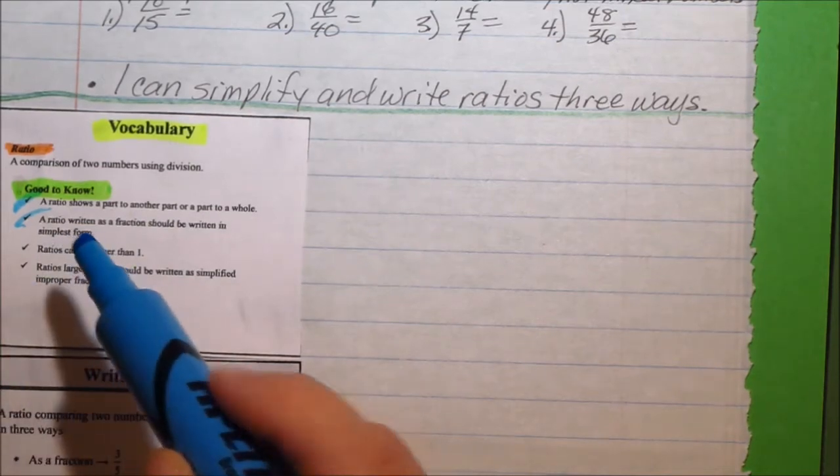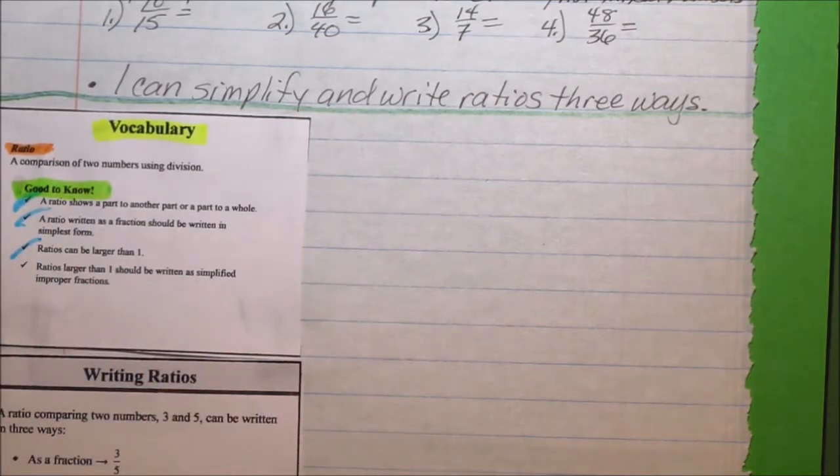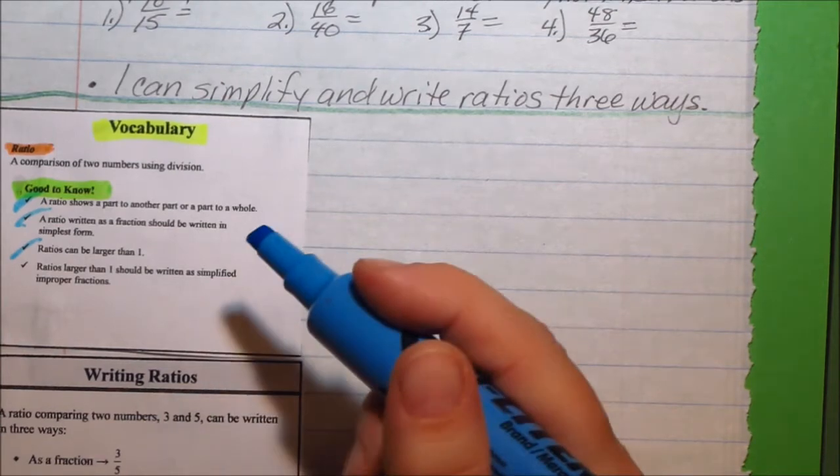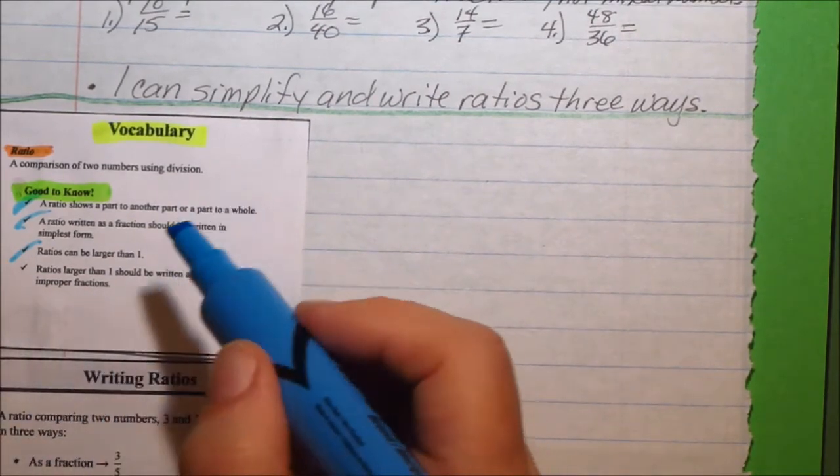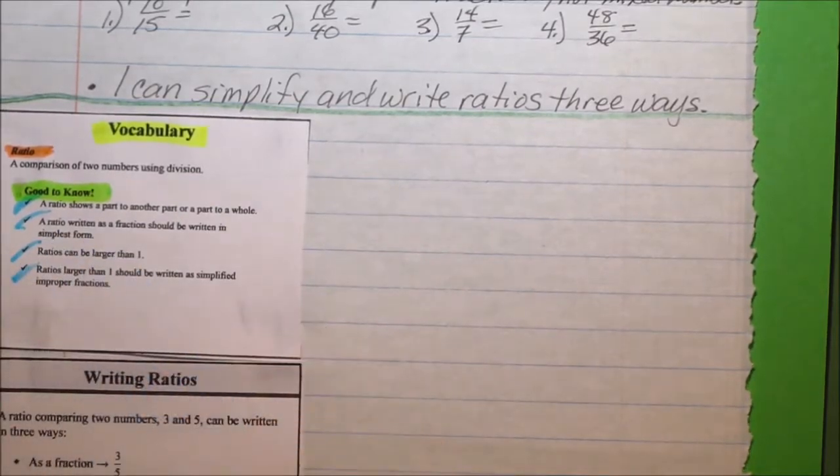A ratio can be larger than 1. That would mean if you were showing it in the fraction form that it would be an improper fraction. If the numerator is larger than the denominator, the number is larger than 1. You can remember that from when you had to convert that into a mixed number. You would have some whole number plus a fraction, which means your fraction is larger than 1. So ratios larger than 1 should be written as simplified improper fractions. That gets us back to when the numerator is larger than the denominator, we don't turn it into a mixed number.